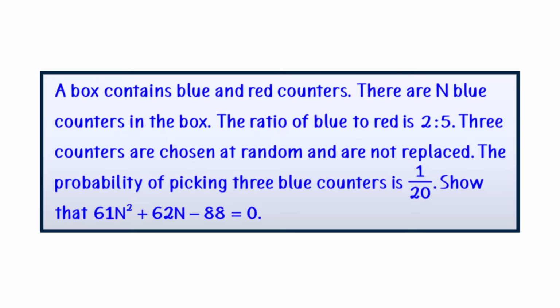So the question states that a box contains blue and red counters. There are n blue counters in the box and the ratio of blue to red is 2 to 5. 3 counters are chosen at random and are not replaced. The probability of picking 3 blue counters is 1 over 20. Show that 61n squared plus 62n minus 88 is equal to 0.